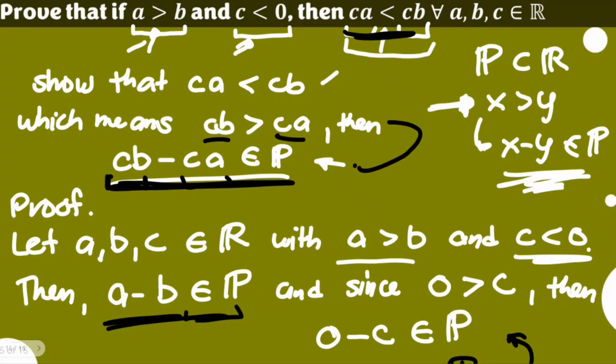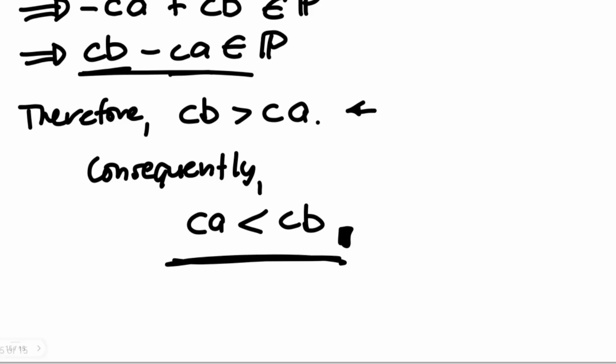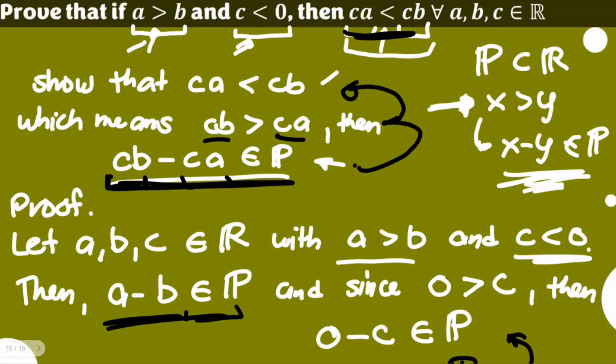Coming from these two relationships, this is now the proof for the second part of the multiplication property of inequality. We have accepted this as true all the time, but this is the proof that if we have a greater than b, and c is less than 0, and c is multiplied to both sides, the inequality symbol changes its direction. This is the proof for the second portion of the multiplication property of inequality. Thank you very much for watching.